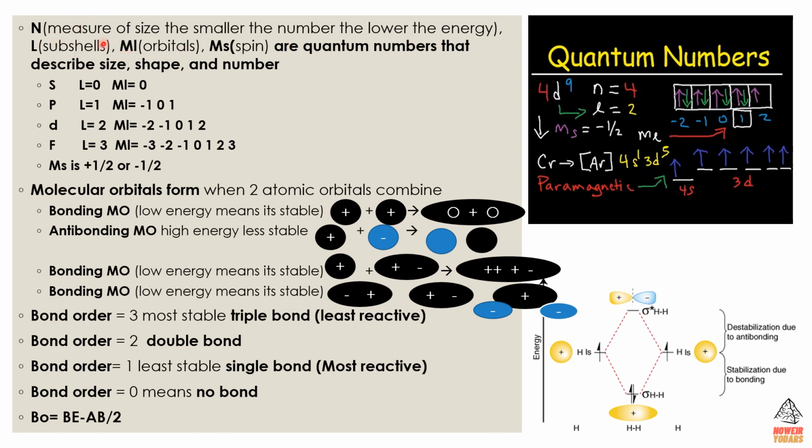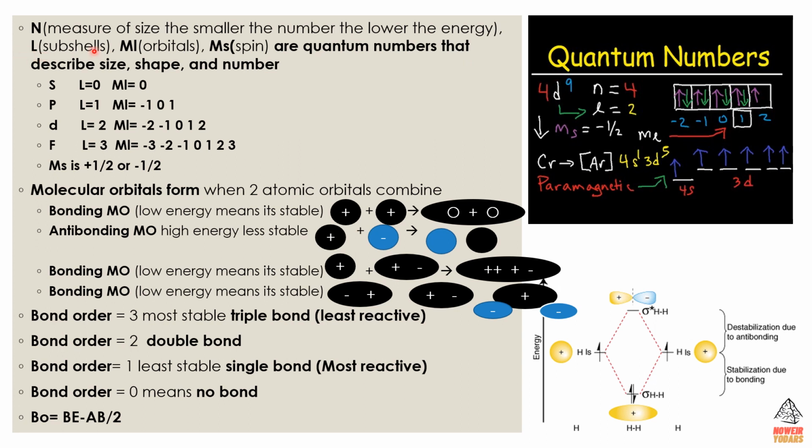n is the measure of the size of the shell. So the smaller the number, the lower the energy. So let's say n is equal to 4. It means you have four shells. All right, you have 4 levels.